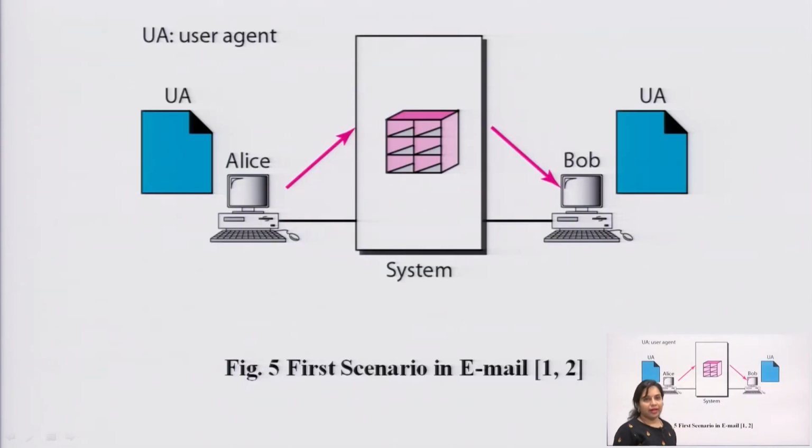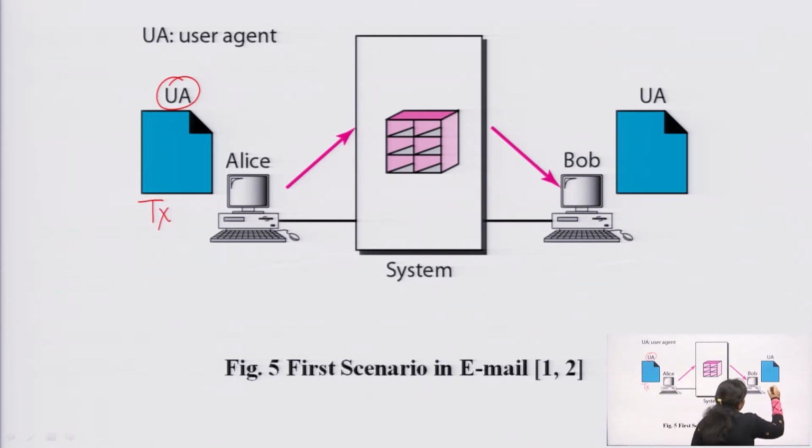There are different scenarios. I am going to discuss 4 scenarios in email, that is, how the data will be transmitted. In this first scenario, this is the user agent. User agent means this will be the transmitter side and this will again be a user agent at the receiver side. I am always taking the example of Alice and Bob. So, Alice wants to send an email to Bob through a system.